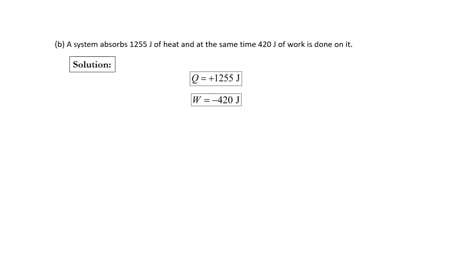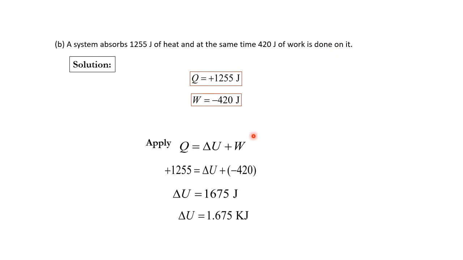Question B. A system absorbs 1255 joules of heat and at the same time 420 joules of work is done on it. So heat is positive because the system absorbs. Work done is negative because the work is done on the system. We use the first law of thermodynamics equation, substitute all the values with the correct sign convention, and then we get a change of internal energy of 1.675 kilojoules.